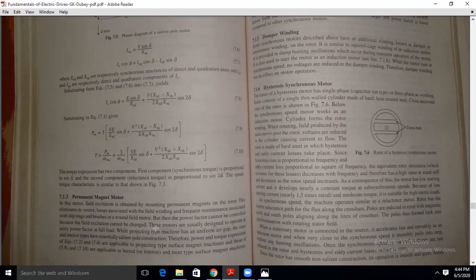While the projecting type machine has a uniform air gap, the inset and interior types have essentially salient pole constructions. Therefore, the power and torque expressions of equations 7.2 and 7.4 are applicable to the projecting type surface magnet machines, and those of 7.9 and 7.10 are applicable to the interior and the inset type of magnet machines. So this is about the different types of motors, and this is the synchronous reluctance motor. This is the torque equation for the synchronous reluctance motor.